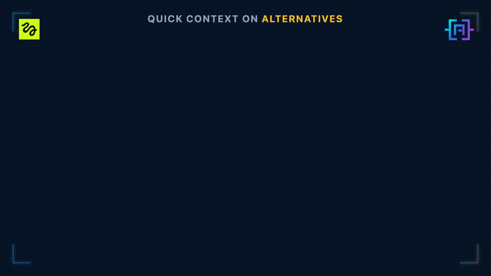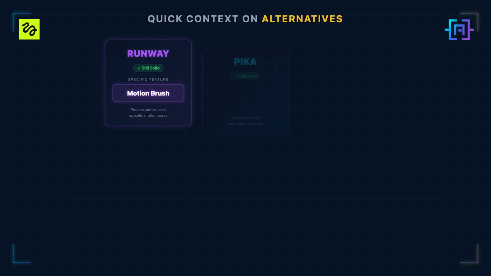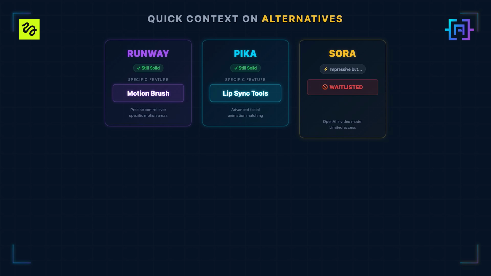Quick context on alternatives. Runway and Pika are still solid if you need their specific features: Runway's motion brush, Pika's lip sync tools. Sora is impressive, but waitlisted and expensive. Where Higgsfield shines is the integration. You are not bouncing between services. You are not re-uploading files. You are not praying that character consistency survives the handoff between tools.